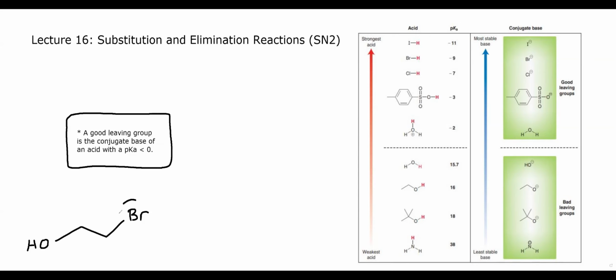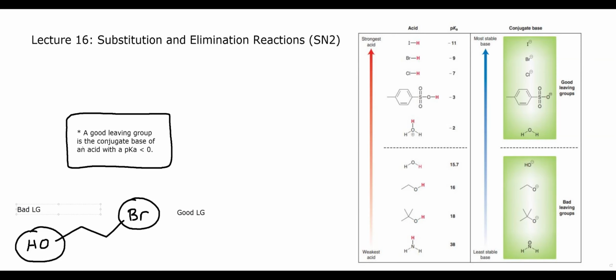Well, Br- would be a good leaving group because HBr has a very low pKa. OH- down here on the left would be a bad leaving group, because water's pKa is 15.7. So that's a very quick and easy way to determine if something is going to be a good leaving group or not. This would be a good leaving group, and this would be a bad leaving group.